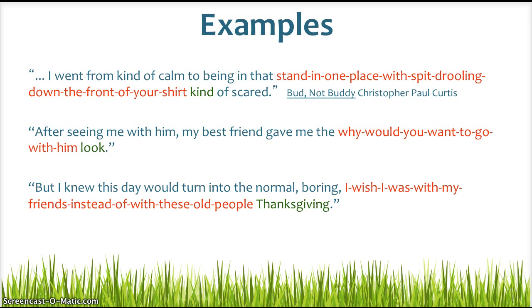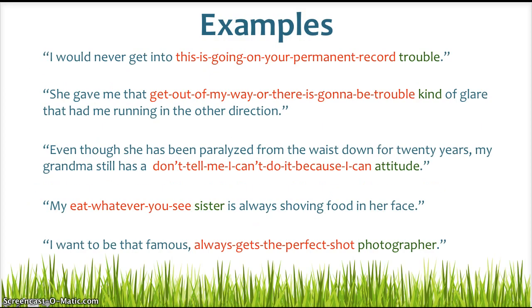Now, one thing I want to point out to you about these examples is look at the very end. Whenever you finish your hyphenated modifier, you don't need to put an extra hyphen between the hyphenated modifier and the noun that it describes. The noun should stand on its own. It doesn't need to be linked to the hyphenated modifier. Here's some more examples. I would never get into "this is going on your permanent record" trouble. She gave me that "get out of my way or there's going to be trouble" kind of glare that had me running in the other direction.